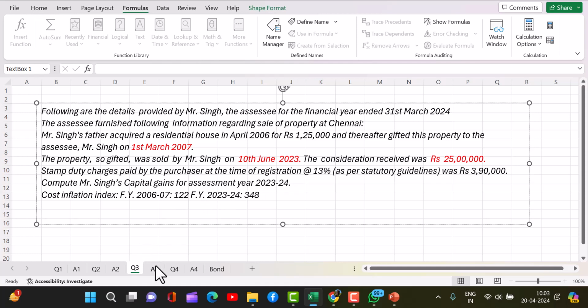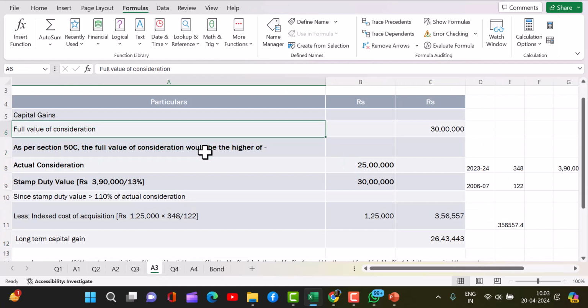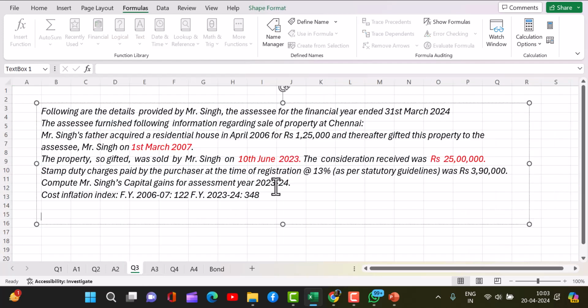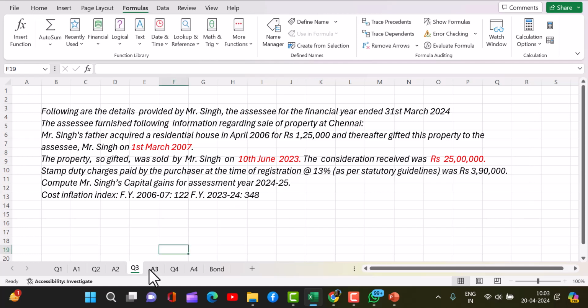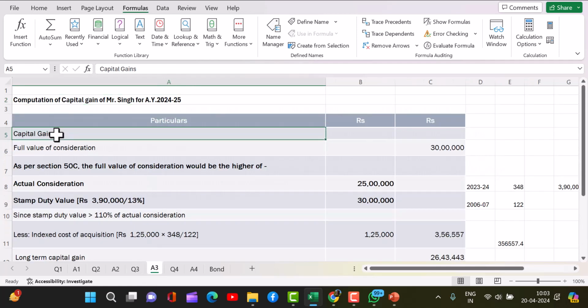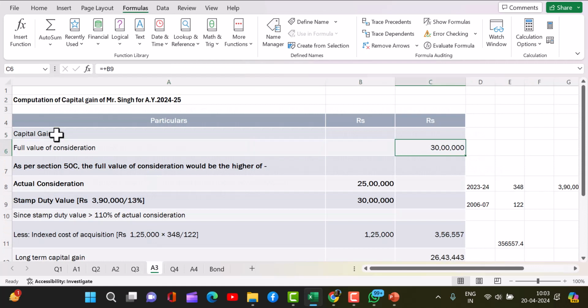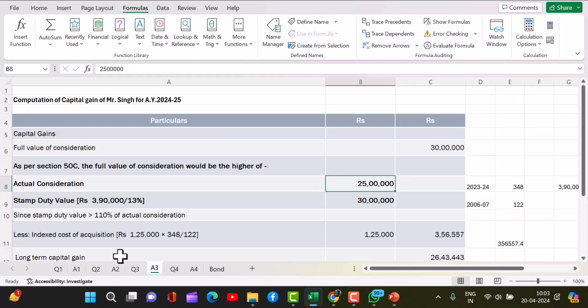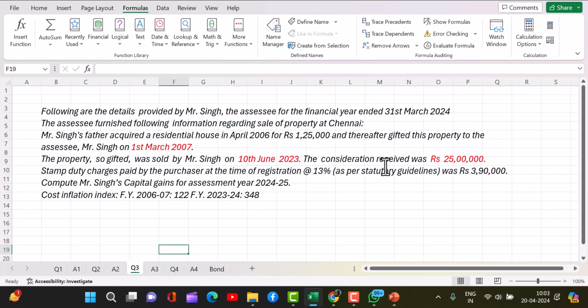Fine. So let's look at this. Here also there's a change actually. This should have been 2024-25. Okay. So let's look at this. So what was the capital gains? Full value of consideration. Now, how have we arrived at it? First, what was the actual consideration? 25 lakhs. Look at this. Actual consideration was 25 lakhs.